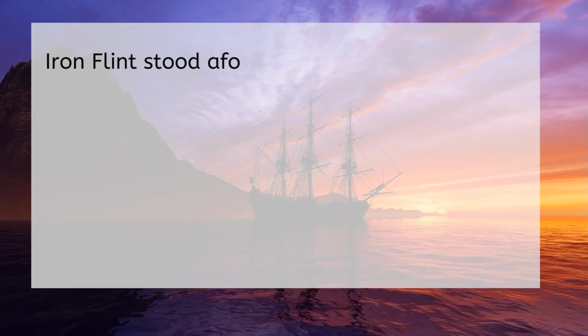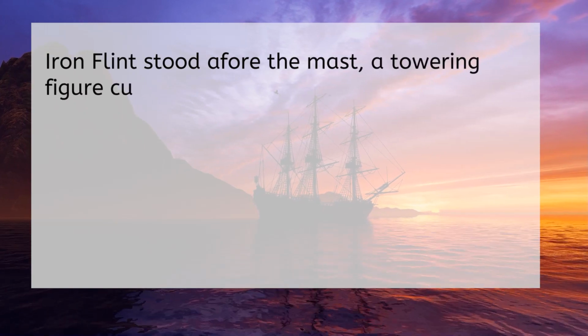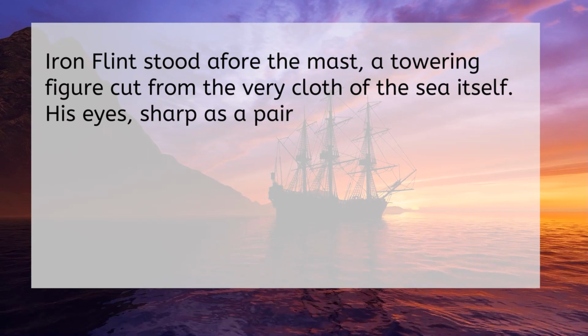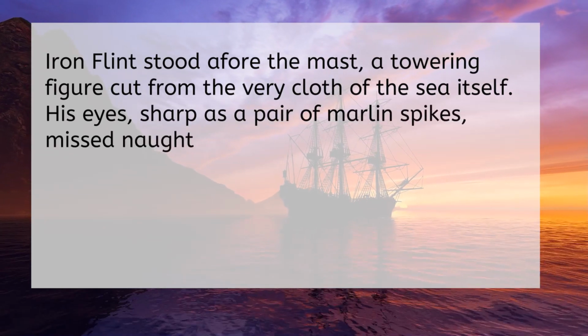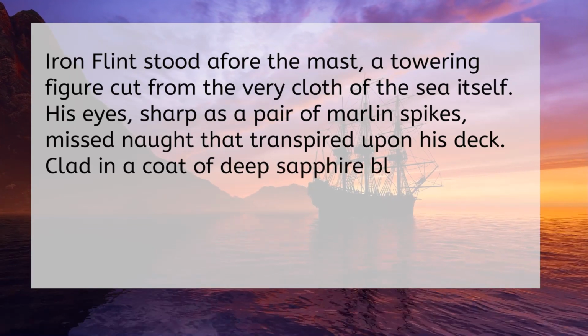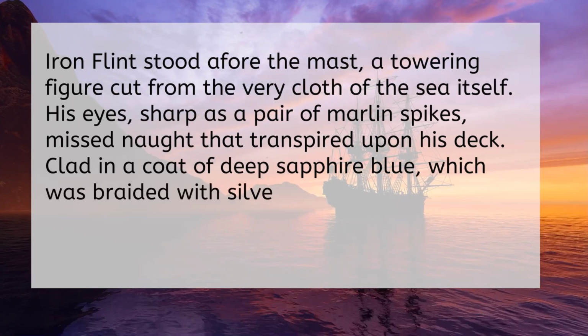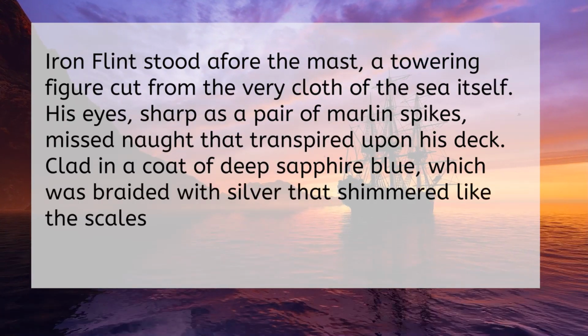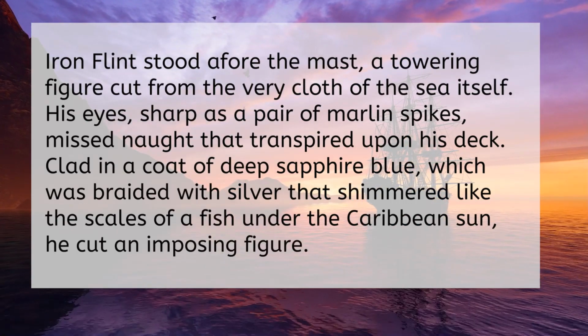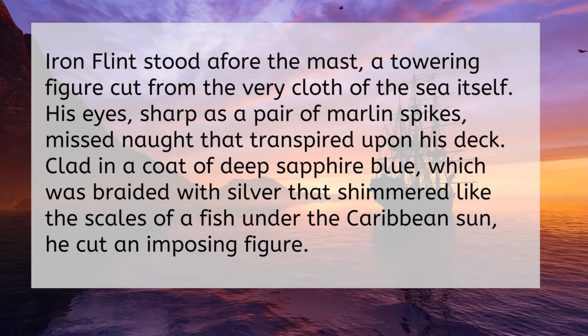Iron Flint stood afore the mast, a towering figure cut from the very cloth of the sea itself. His eyes, sharp as a pair of marlin spikes, missed naught that transpired upon his deck. Clad in a coat of deep sapphire blue, which was braided with silver that shimmered like the scales of a fish under the Caribbean sun, he cut an imposing figure.